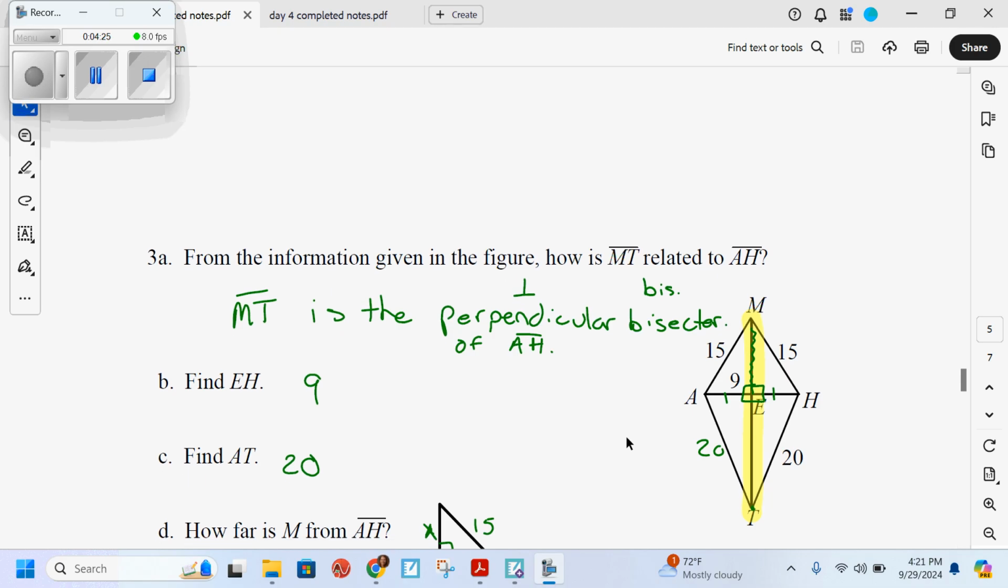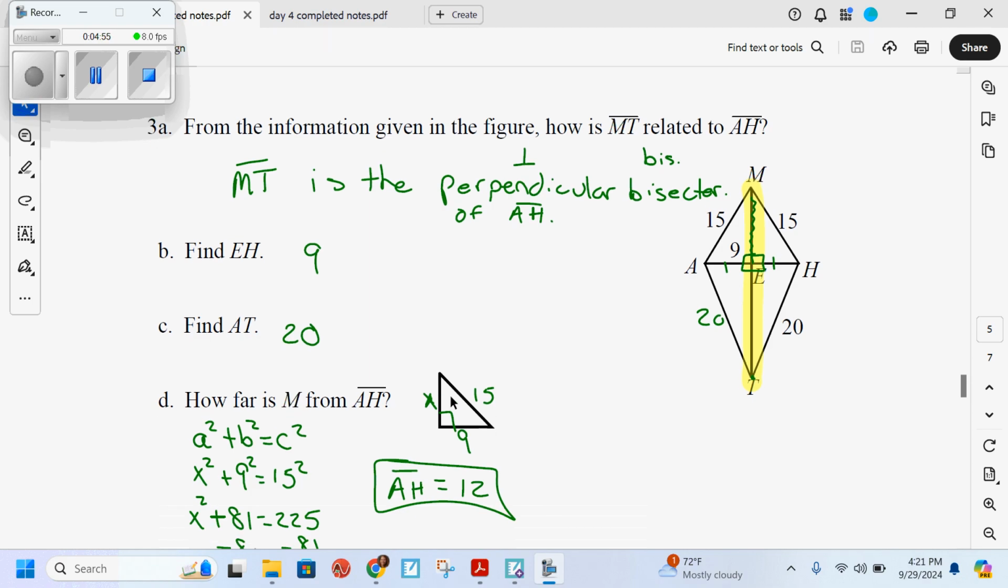Now for D, it says how far is M from AH? So remember, I'm not talking about this distance. It has to be the perpendicular distance. So that means I have to find this leg right here of this right triangle. And hopefully in your brain you're thinking, wait, right triangle? I have two sides for a right triangle? Hopefully you're thinking Pythagorean theorem.